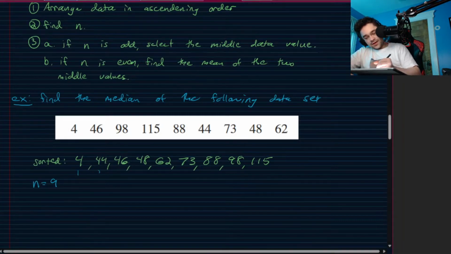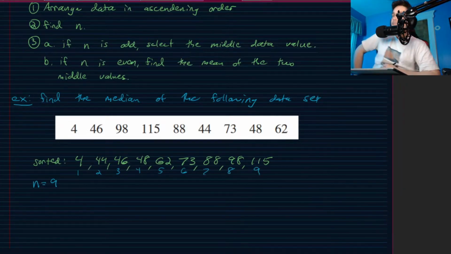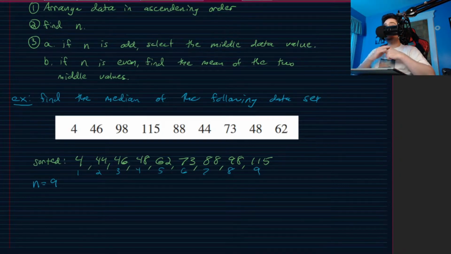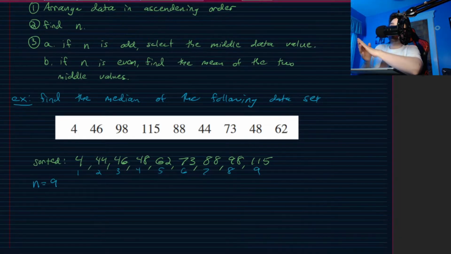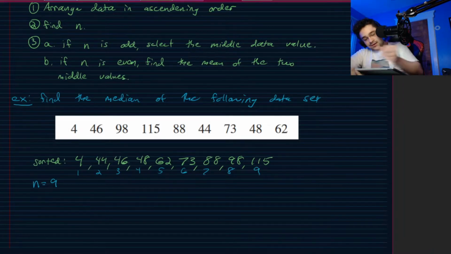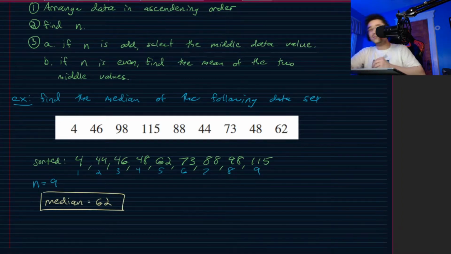Here's the first value, second, third, fourth, fifth, sixth, seventh, 8, 9. And so as you guys can see, the middle data value, which is the 5th, has 4 data values to each side of it. That's kind of how I find the middle one fast. It has an equal number on each side if it's odd. So in this case, the median is 62. Okay, and that's the median.